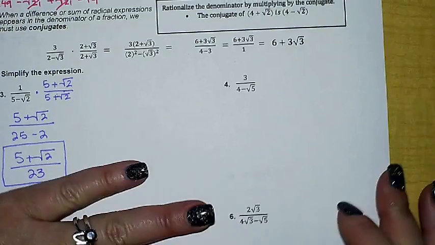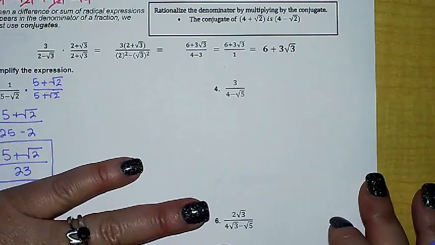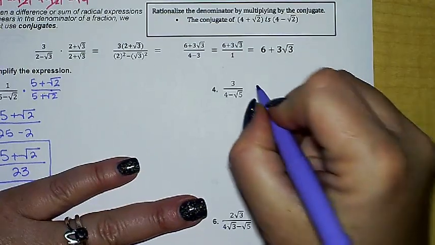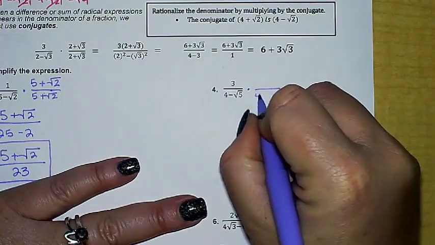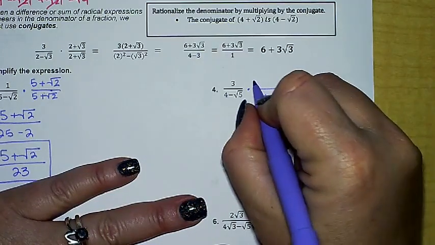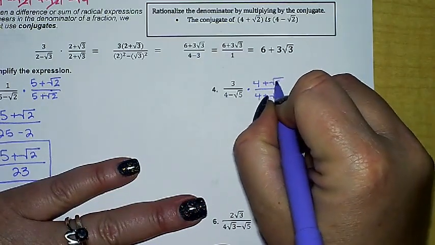Let's do that again with number 3. My denominator is a difference, so my conjugate must be a sum. So I will just take 4 plus the square root of 5, and I've got to do the same thing to the top.